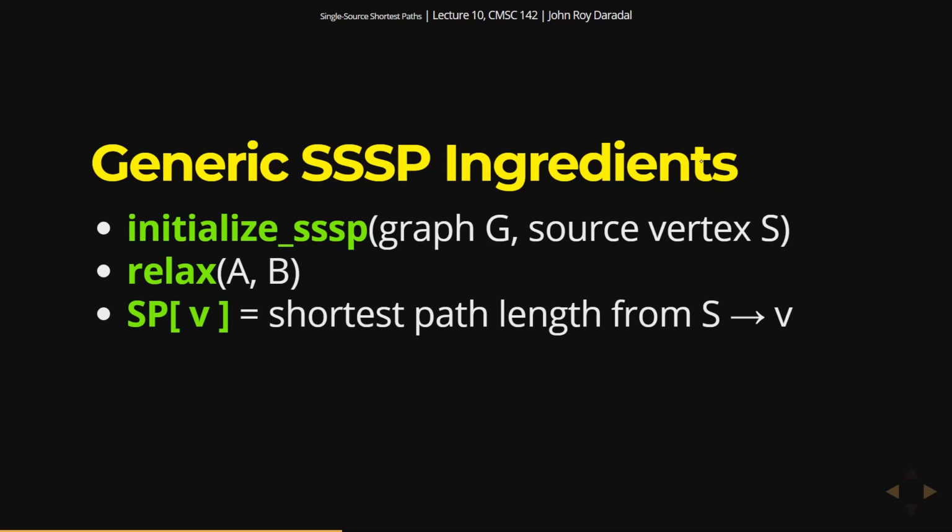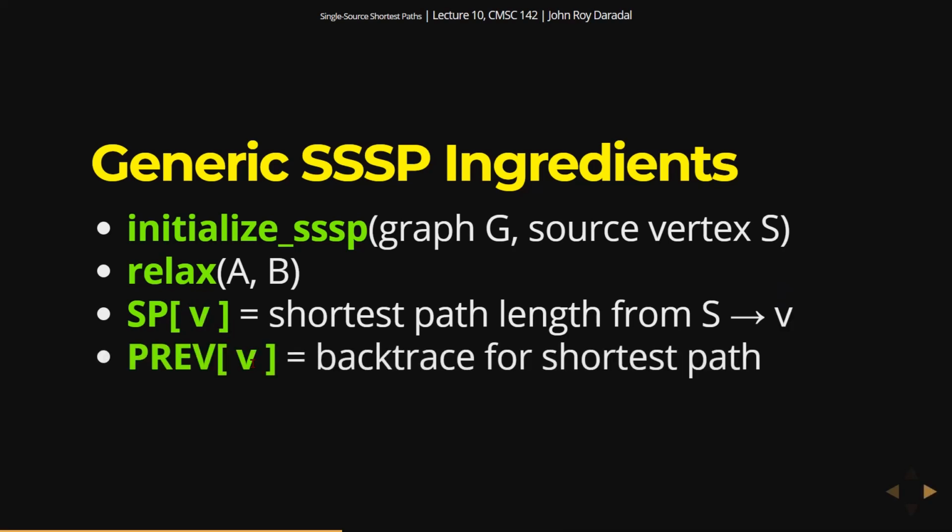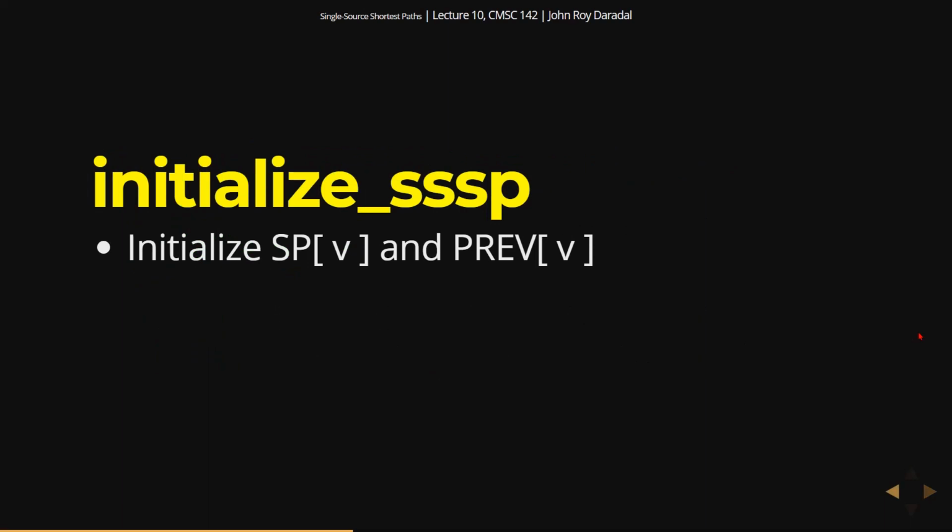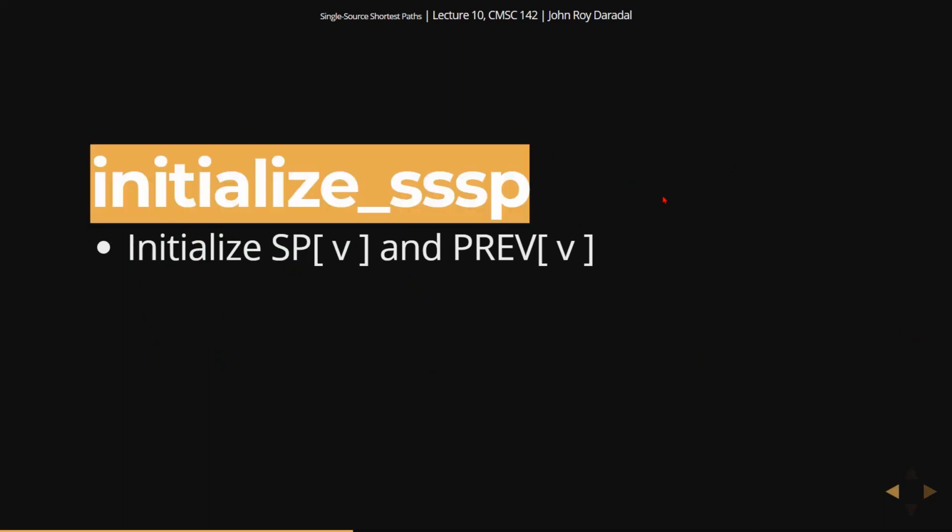And then the SP of V, or the shortest path of that vertex, is the shortest path length from the source to vertex V. So this is only the length, okay? So this is a numerical value. And then the previous of V is used for the backtrace that will be used to recreate the shortest path. So we've seen this in the previous algorithm, right? SP of V is the path length itself, and previous of V is used for the backtrace. Okay, so let's start with initialize SSSP.